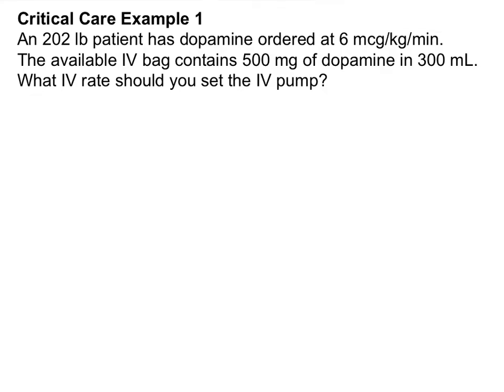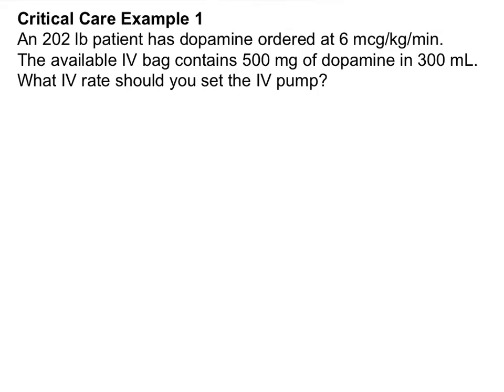In this video, we're going to look at two examples of critical care situations. This first example states a 202-pound patient has a dopamine ordered at 6 micrograms per kilogram per minute. What's available to us is an IV bag containing 500 milligrams of dopamine, and it is contained in 300 milliliters. We need to determine, based on this order, what rate should we set the pump to.